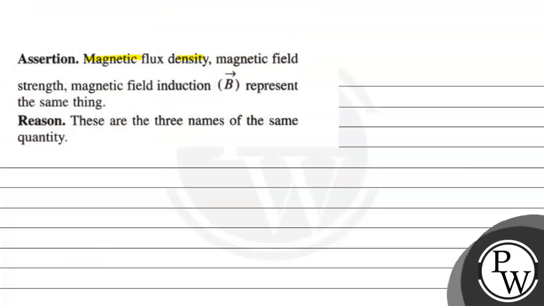Magnetic flux density, magnetic field strength, and magnetic field induction represent the same thing, and the reason says these are the three names of the same quantity.